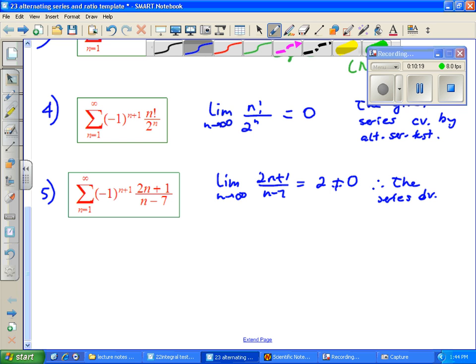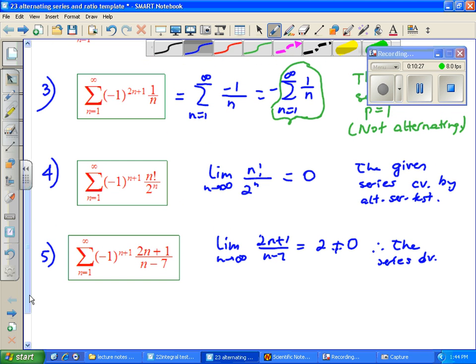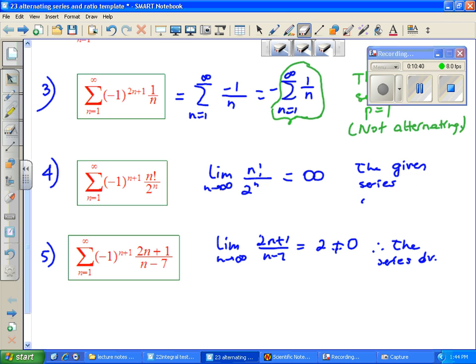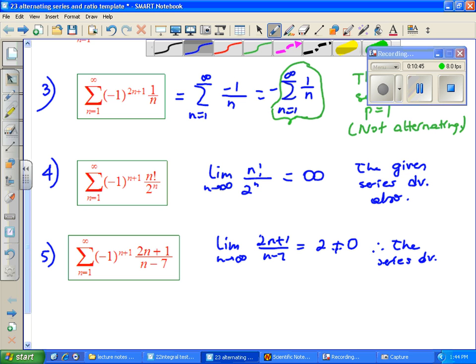It diverges. Yes, Gracie? I'm sorry, did I write 0 there? I said it goes to infinity, but I wrote 0. I'm sorry about that. Right, because the top grows faster than the bottom. So it goes to infinity, and the series therefore diverges also. Sorry about that. Right, because we talked about the fact that n factorial grows faster than 2 to the n, that it goes to infinity, but I don't know why I ended up writing 0. So thank you, Gracie, for that correction.